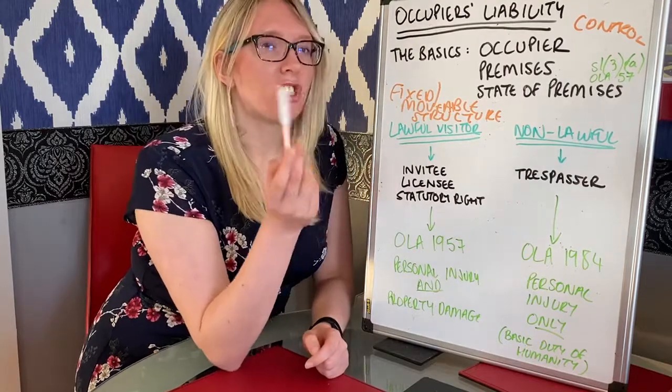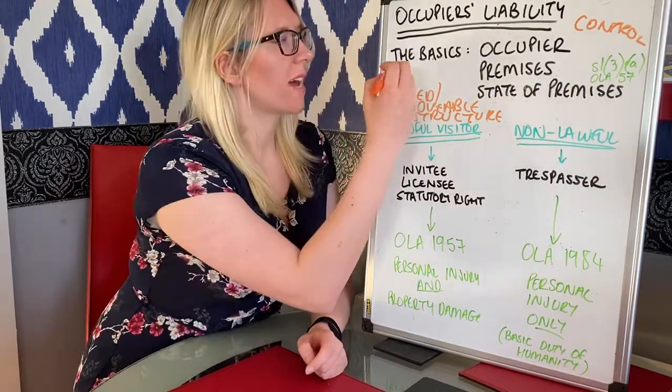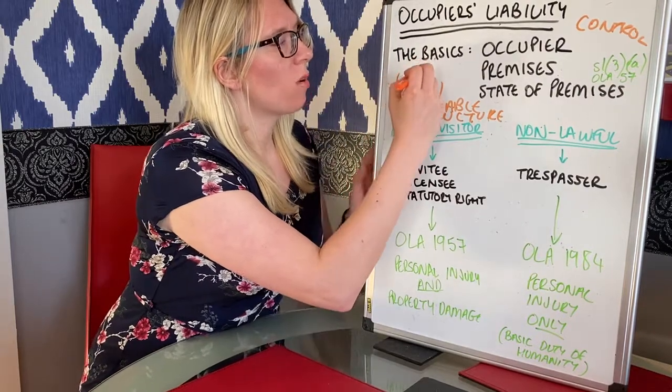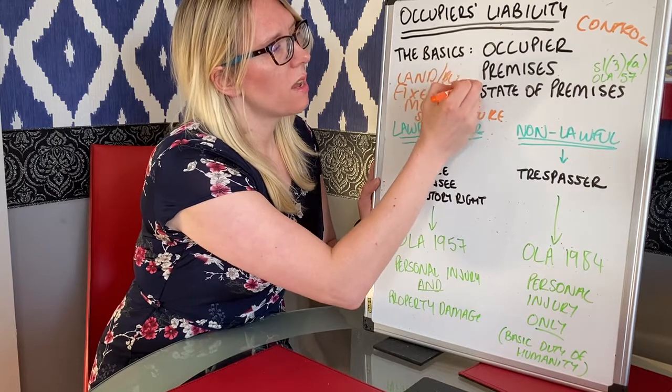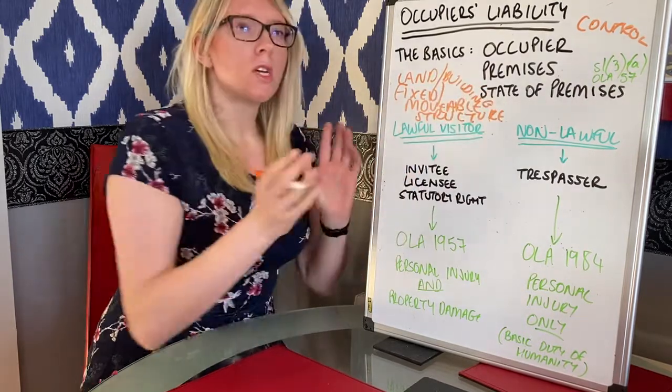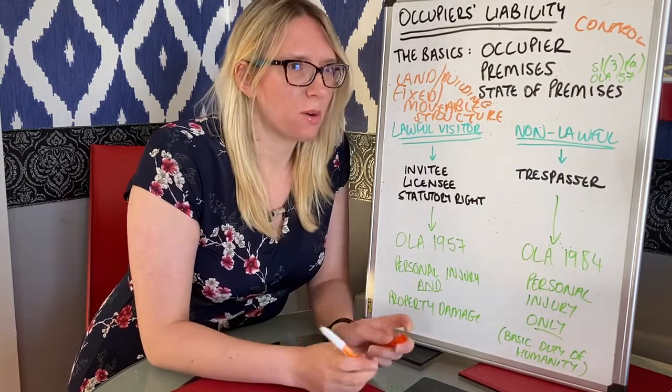But what the Act doesn't state, because it's actually obvious, but students forget this, is that it also covers any land or any building. So basically, almost anything on your property is your premises.